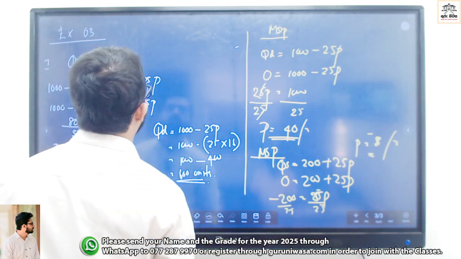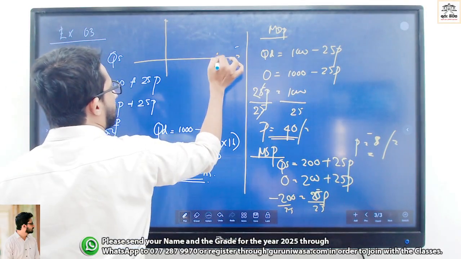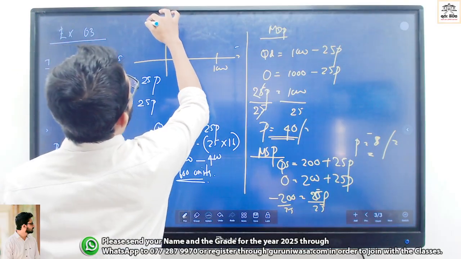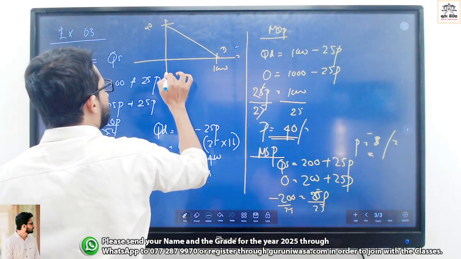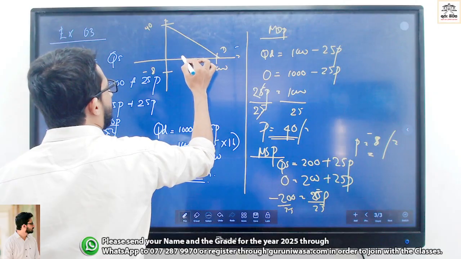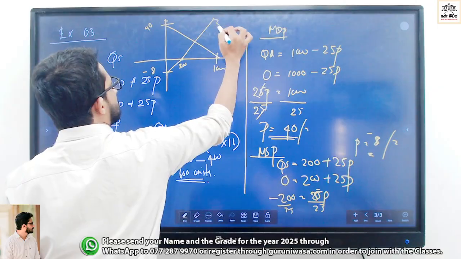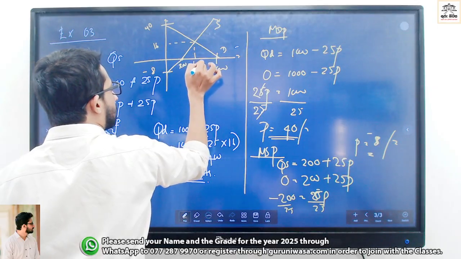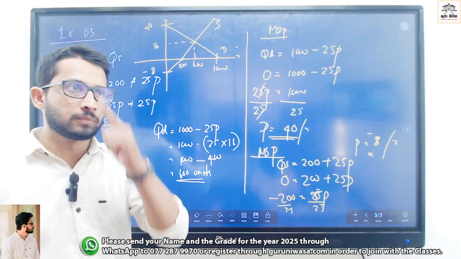Our small sketch here is very simple. The intercept of the demand curve is 1000, the maximum value, and the maximum demand price is 40. The minimum supply price is minus, and the intercept of the supply curve is plus 200. This is your supply curve. Equilibrium price is 16, and the quantity.